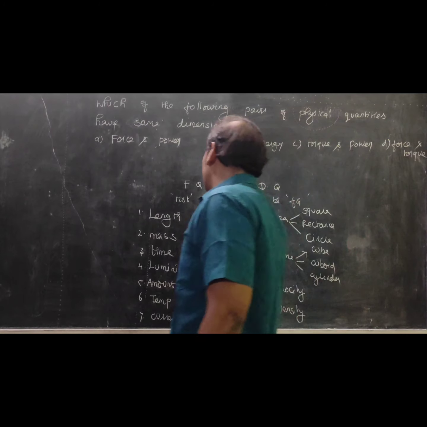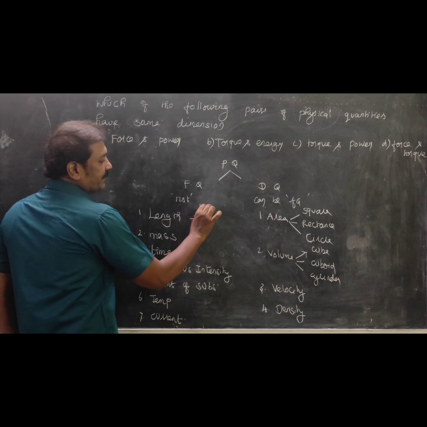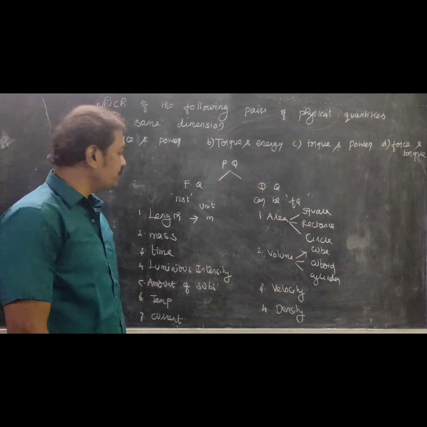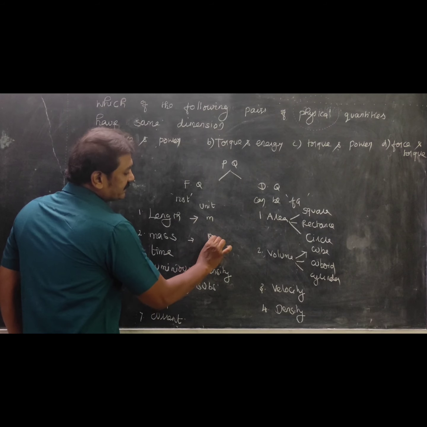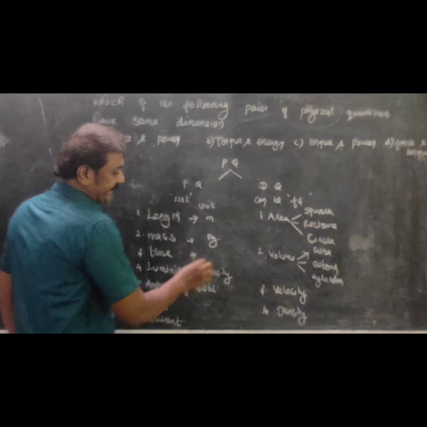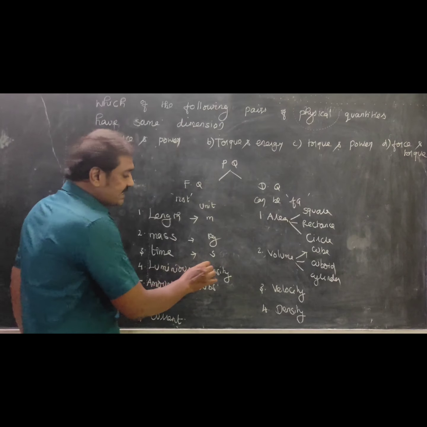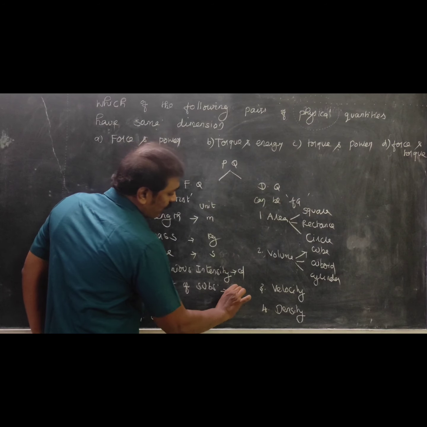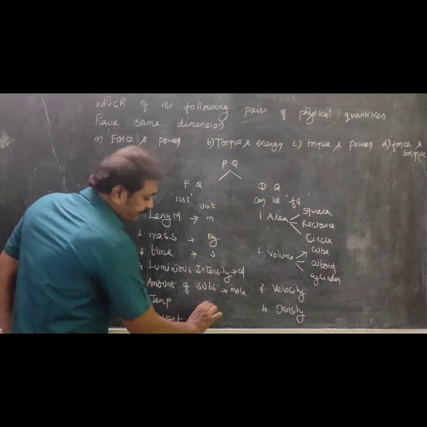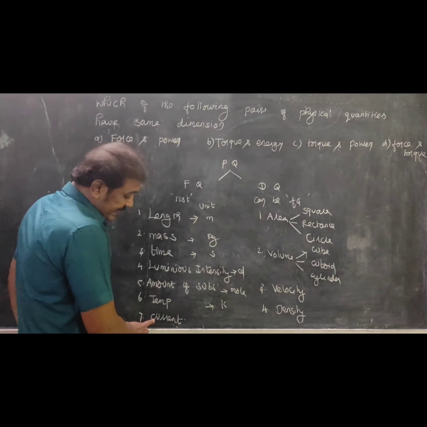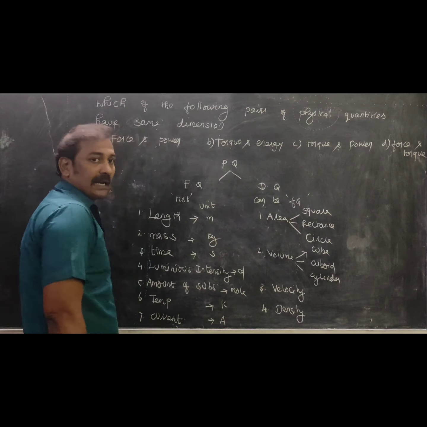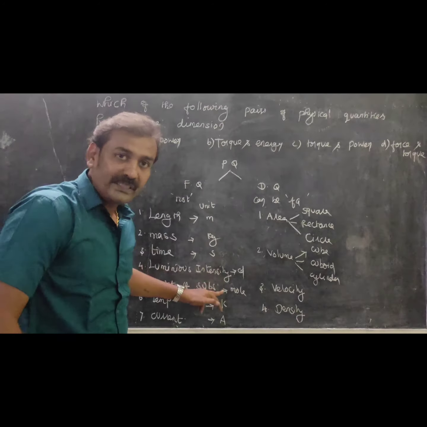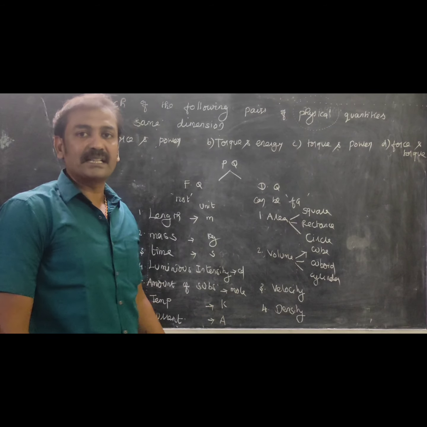Next, the units. The unit of length is meter. The unit of mass is kilogram. The unit of time is second. Luminous intensity, candela. Amount of substance, mole. Temperature, Kelvin. Current, ampere. These are the units, and they are called fundamental units.